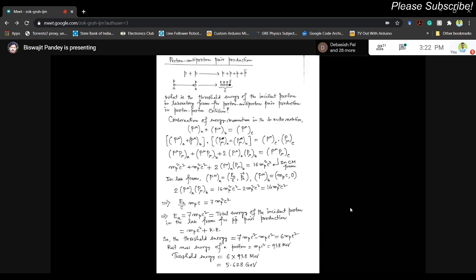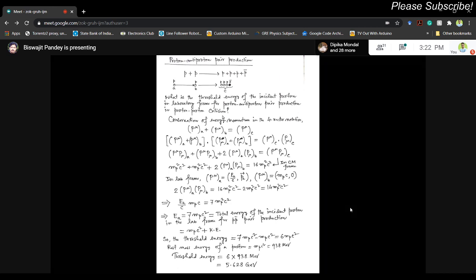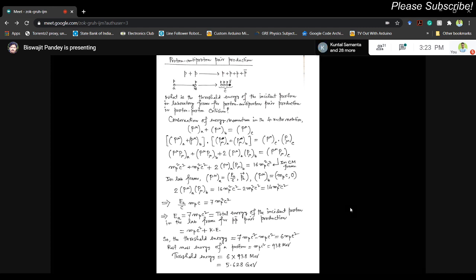So let us discuss about proton antiproton pair production. And we shall solve this problem using this 4 momentum concept. So let us discuss the collision process in the lab frame, where one proton is at rest in the laboratory, another proton is coming from this side and collides with the proton at rest. So let us label those 2 protons as proton A and proton B.